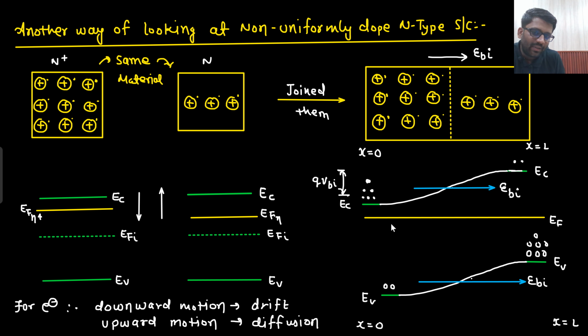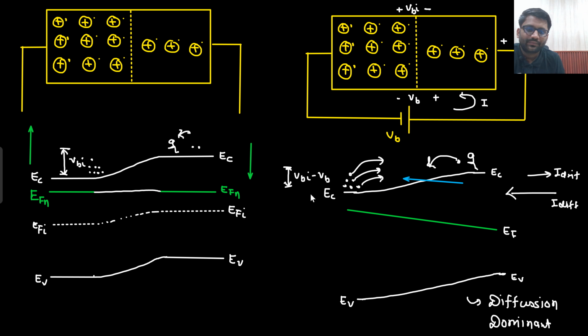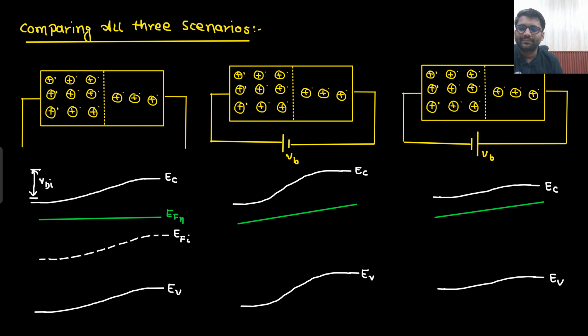So this would represent your built-in potential. So this is your built-in potential. So here QVBI, multiply with Q. Okay. So this would be your QVBI. When you applied this bias, then this was your VBI already, right?